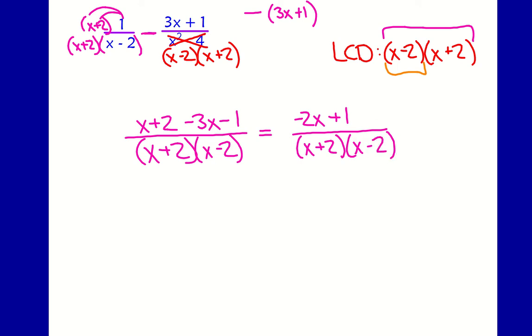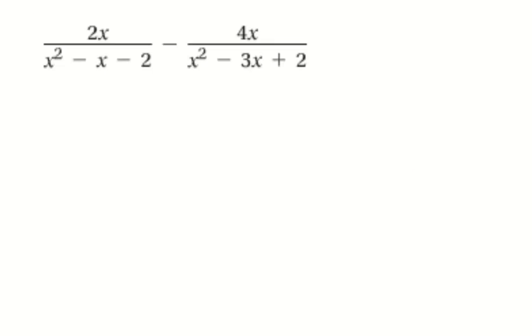The disallowed values here would just be x cannot equal 2 or negative 2, because in the original problem that would create dividing by 0, which is not allowed. Nothing cancels out here. There is no factor that is the same on the top and the bottom here. Just a couple more left.